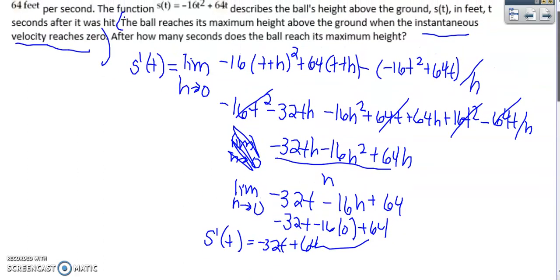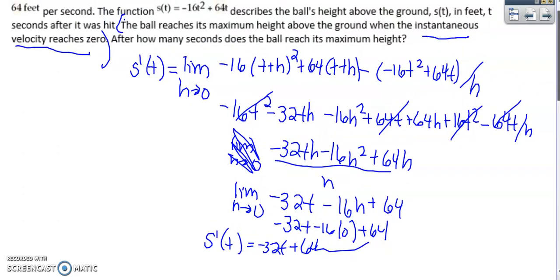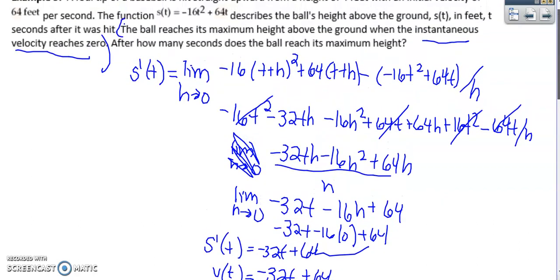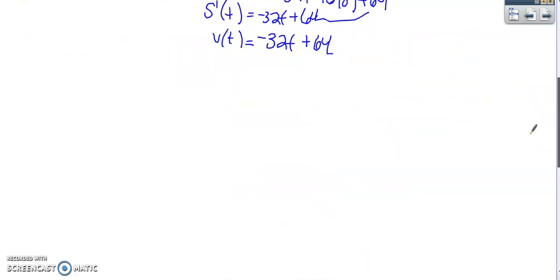All right, now they gave me a hint, and they said the ball reaches its maximum height when the instantaneous velocity is 0. We have that s prime, but we could call that the velocity, right? Velocity function, negative 32t plus 64. When the velocity is 0, it reaches its maximum height, right? When something goes up before it starts coming down.